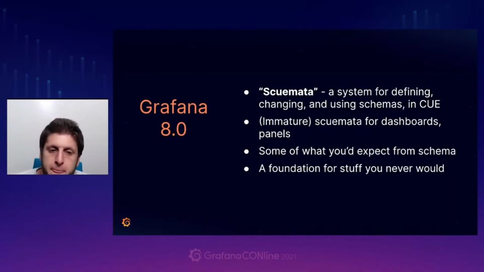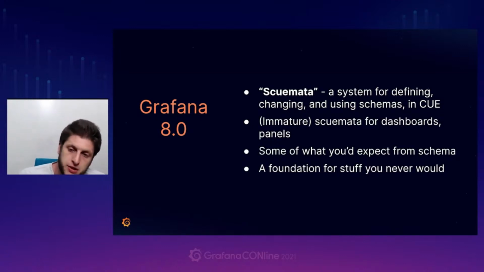I'll explain. Grafana 8 is shipping with a new system that we're calling Schemata. It's a system for defining, evolving, and using schemas, and it's written in this new language called Q, for reasons we'll see more about later. We're also shipping some schema for dashboards and for panels, but they're immature. They're still in the process of becoming good schema.